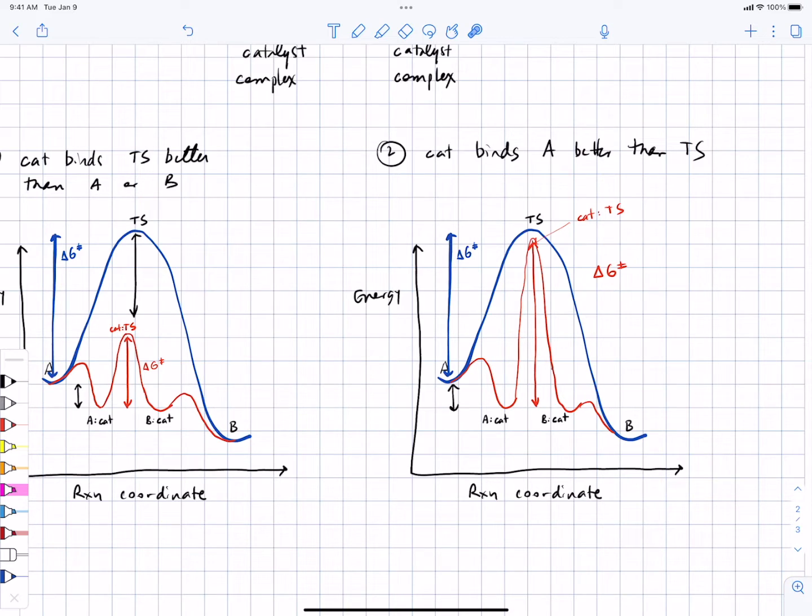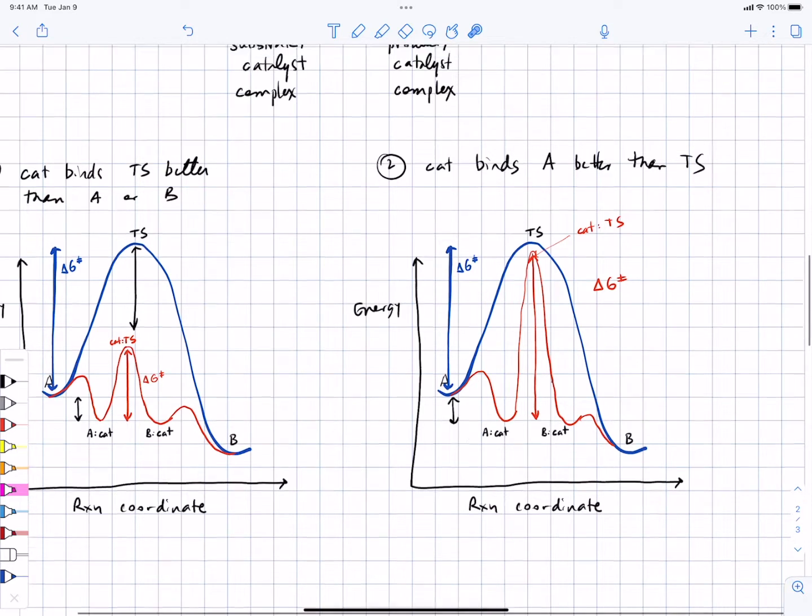Just qualitatively though, would there be any problem you can foresee associated with binding the product too tightly? What would happen? You don't get your product, you don't regenerate your catalyst. Yeah, your product doesn't come off, you don't regenerate your catalyst. It's product inhibition, and we've talked about that before in kinetic equations. All right, so that's the really important thing.